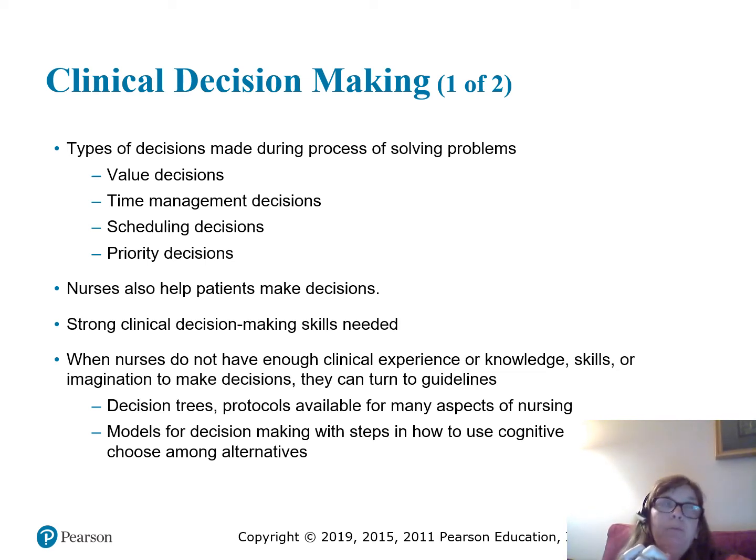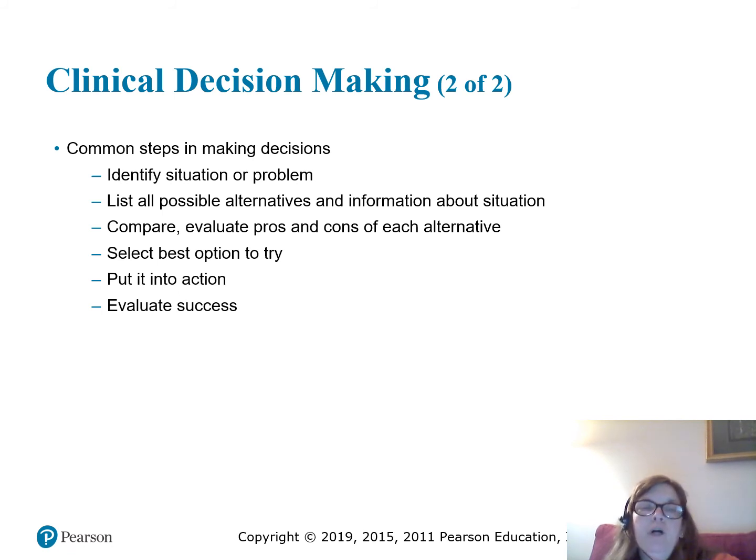And nurses also help patients make decisions. And as a nurse, it's important for you to have strong clinical decision-making skills. And right now, you're a beginning nurse and you're not going to have the clinical experience or knowledge to make the decisions, but eventually. What you're going to do now is look for guidelines to help you make those decisions. And some of those are decision trees or protocols. I talk about the steps in making decisions in the lecture. Here they are written for you.